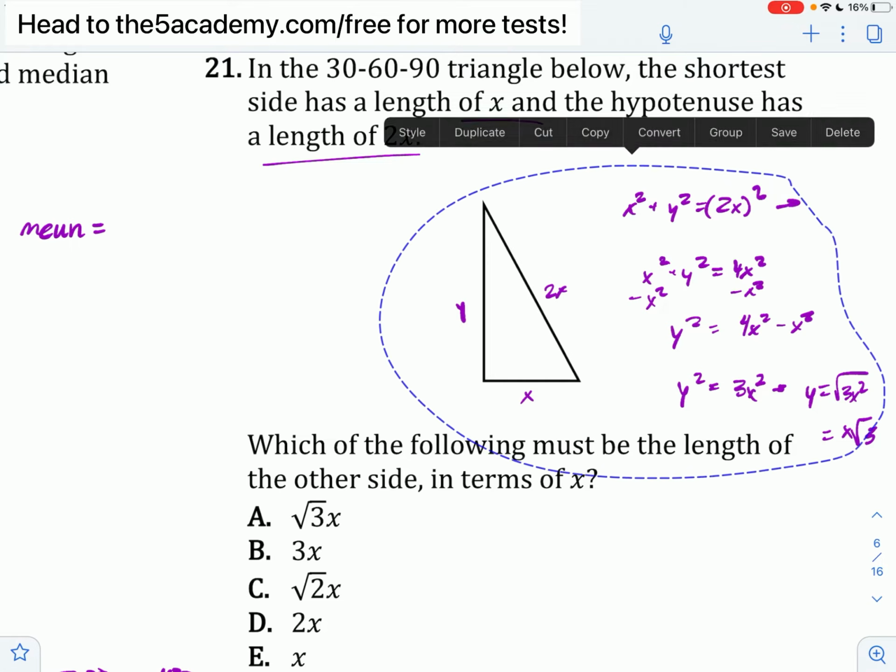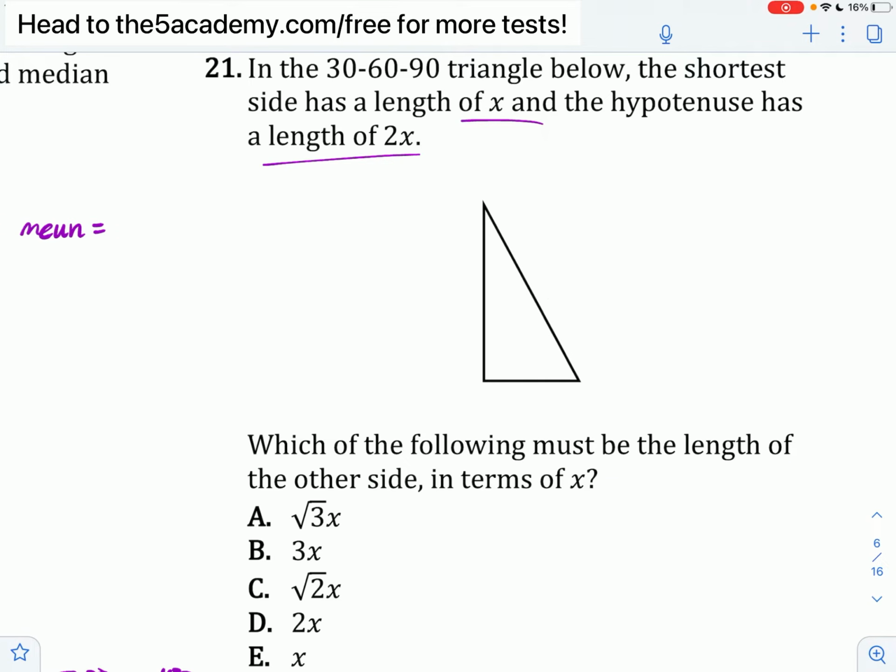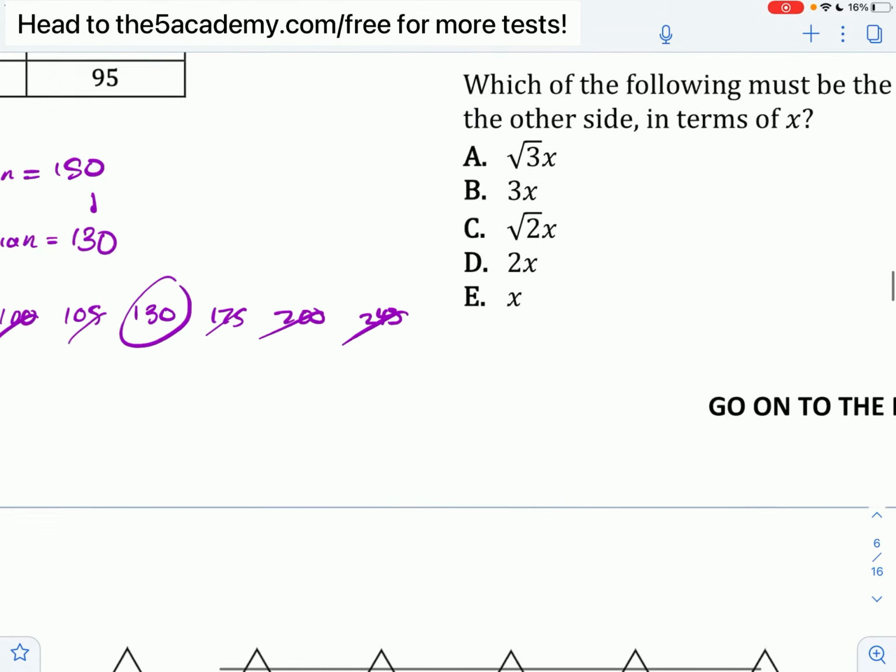The very last way that I'll show you is where you just set x equal to 1. Okay, so this is 2 times x, this is 1 times x, and you can do Pythagorean theorem again. You'll get the same thing. 2 squared is equal to 1 squared plus y squared. Essentially, 4 is equal to 1 plus y squared, so y squared equals 3, y equals square root of 3, okay? And you just attach the x on the end because x is equal to 1.